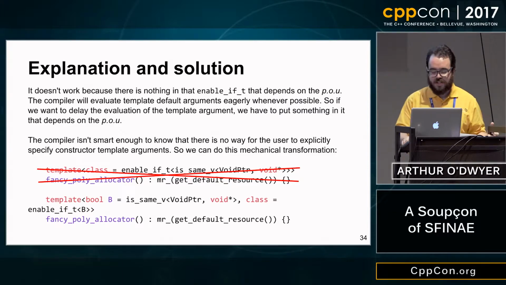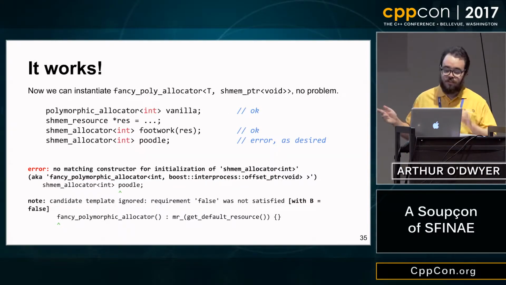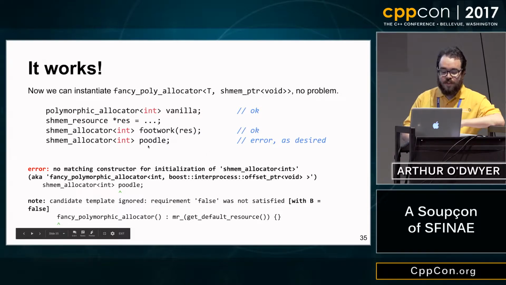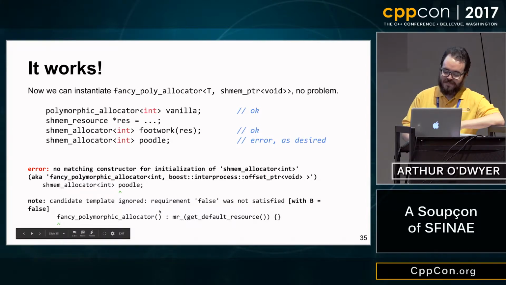So there we go. That was the trick. And it works. So now we can instantiate our fancy polymorphic allocator. It no longer throws a hard error when we do that. And it does throw a fairly nice error when we try to default construct one of these things, which we have now made no longer default constructible. I say fairly nice. It's not really. The error message from Clang says requirement false was not satisfied.